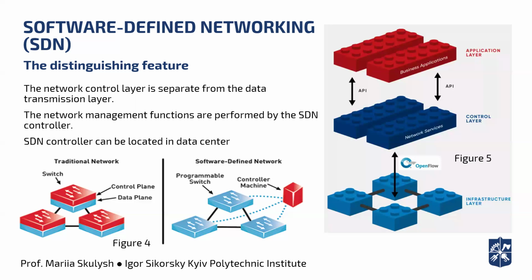So we move from just one packet transmission to flow transmission, because this solution is not only for one packet, it's for a group of packets which have the same marker of the flow. So it works something like this.